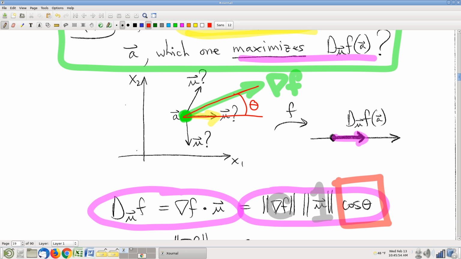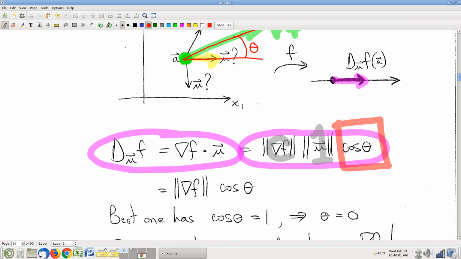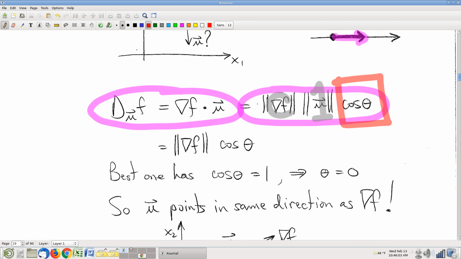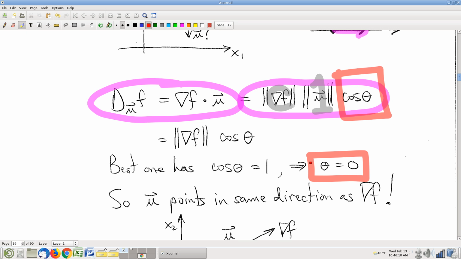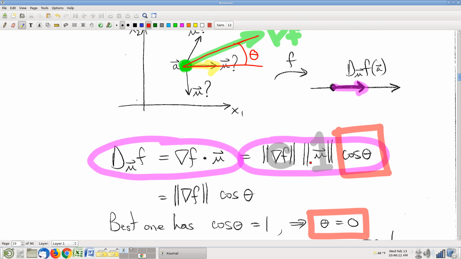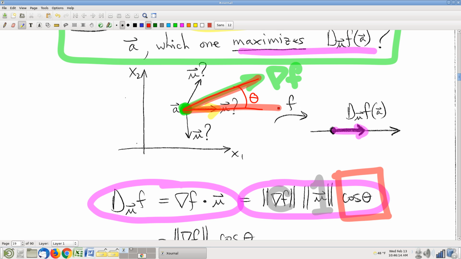Okay. So yeah, you want to maximize the directional derivative? We need to maximize cosine theta. That's easy. It's done when theta is equal to 0. And by the way, keep in mind theta is that angle. Theta equals 0 means that I want the unit vector that points in the same direction as the gradient.